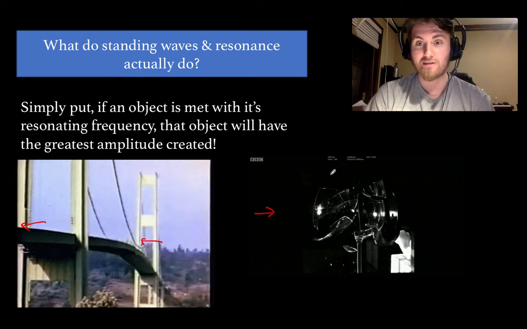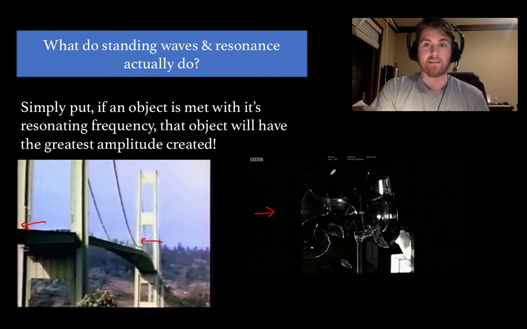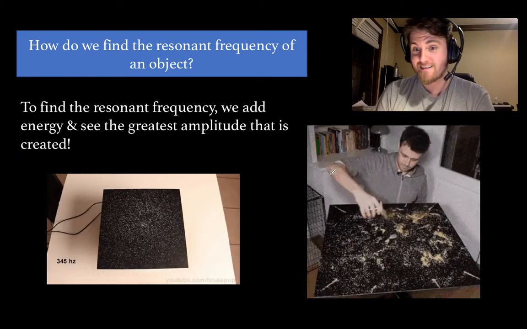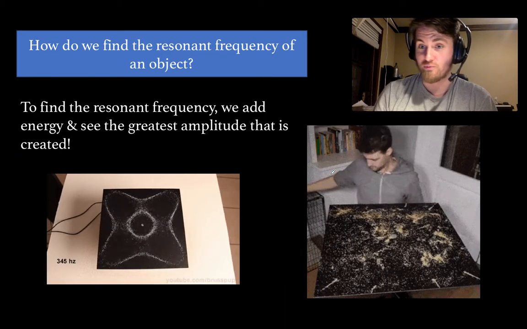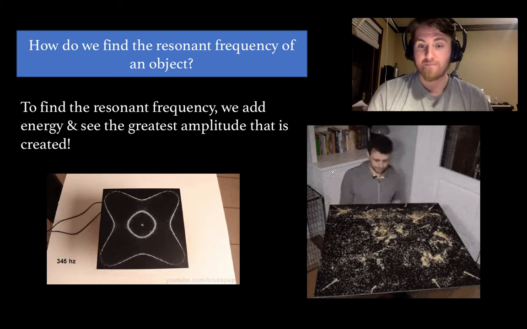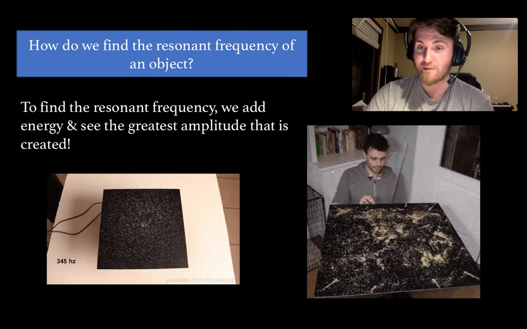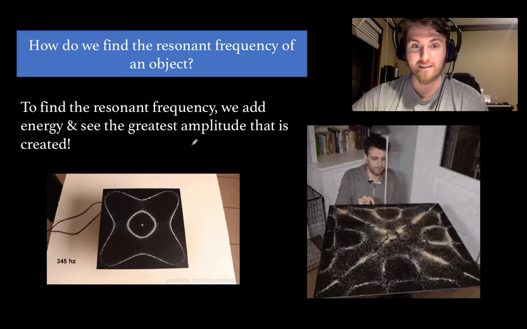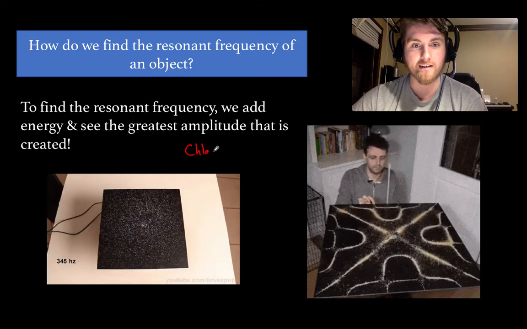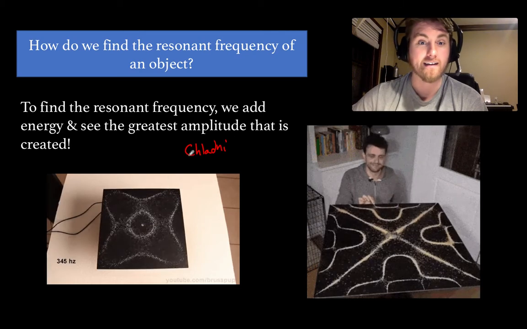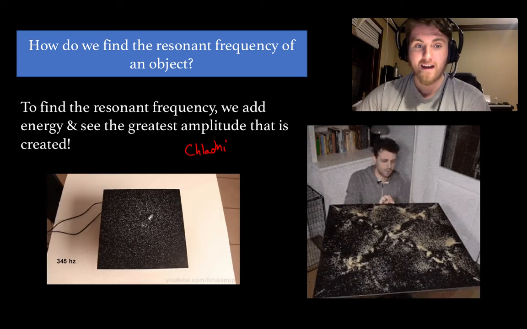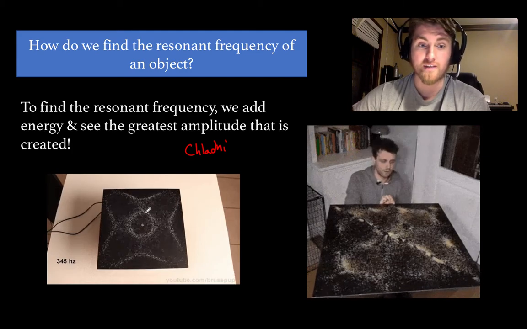And you go and you talk to me and you're like, okay, Mr. Tate, how in the world do you find a natural frequency? Well, the honest and simple conclusion is that you just add energy to something and you figure out where the greatest amplitude is. So both of these GIFs down here, these are called Chladni plates. What they are is that you take a piece of metal and you pump a frequency through it.